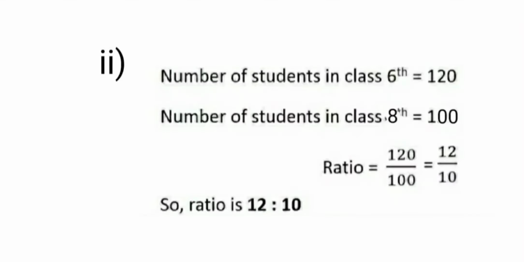Second number is we have to find out the ratio of 6th and 8th class. So number of children in 6th class is 120 and number of students in class 8 is 100. So ratio is 120 divided by 100. When you simplify that, we get 12 by 10. So ratio is here 12 by 10. The simplest form of 120 and 100 is 12 by 10. So ratio is 12 is to 10.